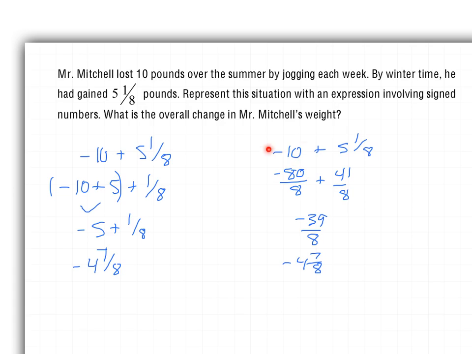Alternatively, on the other side, you can see that I've changed this to an improper fraction with a denominator of 8, and I've changed this into an improper fraction, so I have negative 80 and 41. Again, we can see cutting into each other here, and that's going to give me the negative 39/8, which simplifies to negative 4 and 7/8. So we can use this idea of breaking it apart, or we end up using the larger numbers in the improper fractions. It's really more a matter of choice.